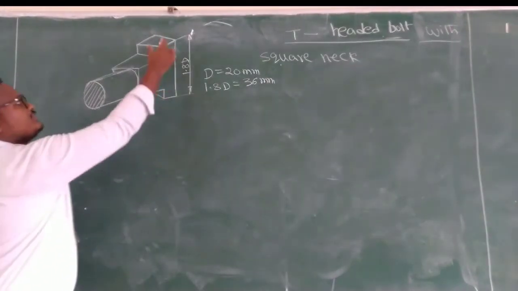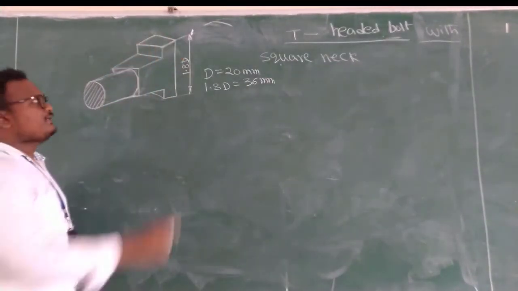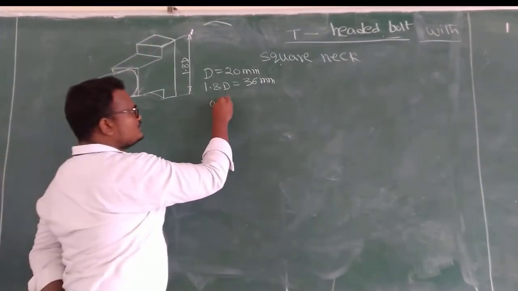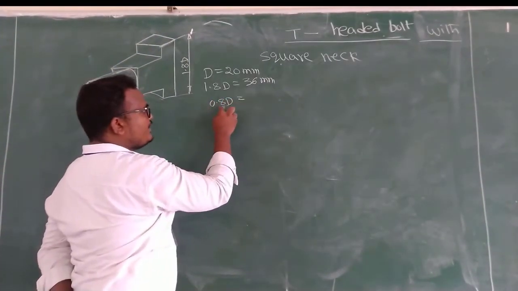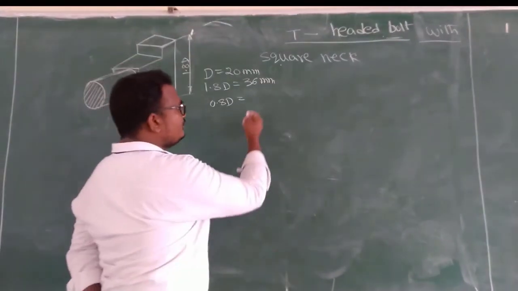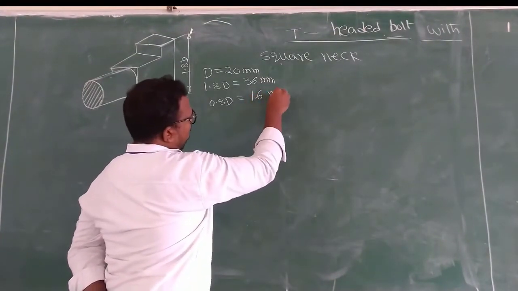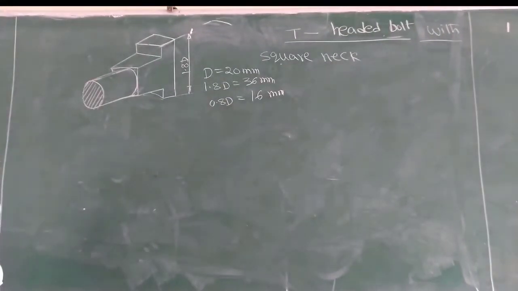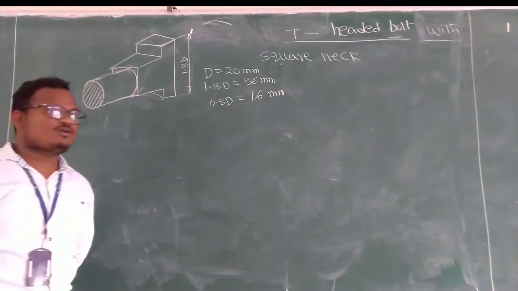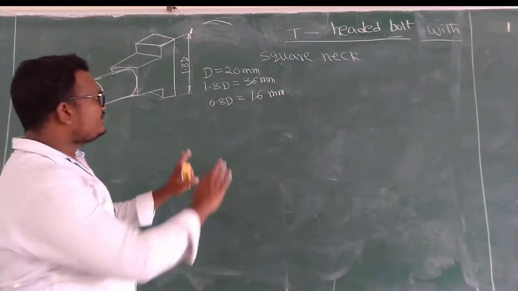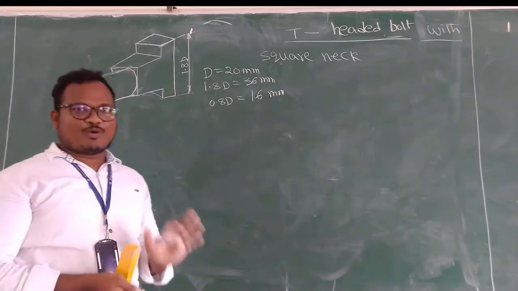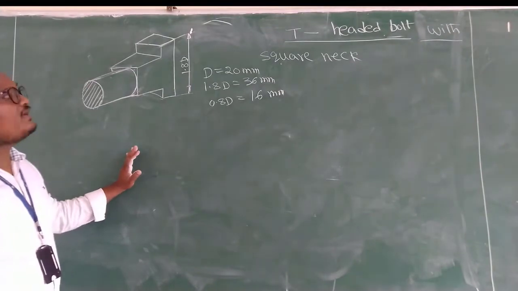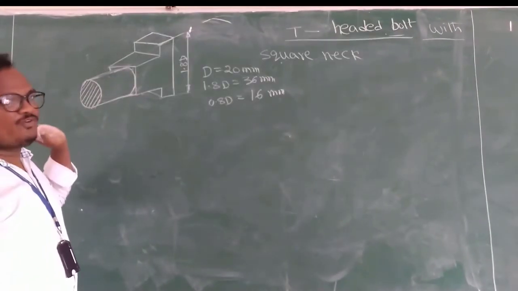Next, the width of the head, here to here. This head width is equal to 0.8 D, 0.8 into 20, that is around 16 mm. The neck width is also the same, 0.8 into D, that is also 16 mm. These are the standard values we have to consider while drawing the T-headed bolt with square neck. First of all, draw the front view.